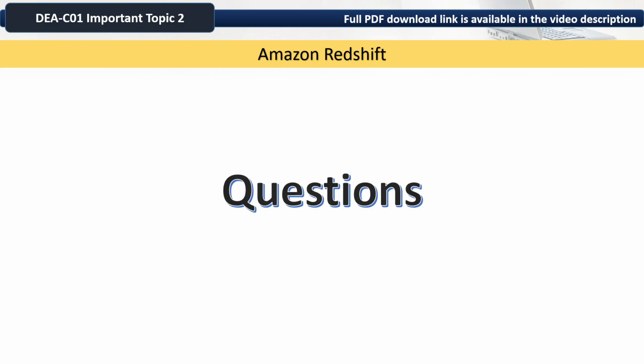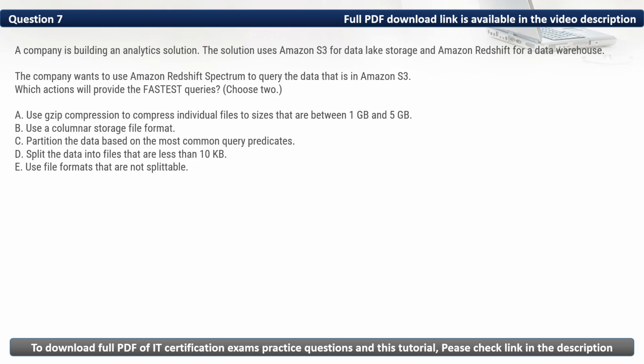To the questions related to this topic, question 7: the company is building an analytic solution. The solution uses Amazon S3 for data lake storage and Amazon Redshift for a data warehouse. The company wants to use Amazon Redshift Spectrum to query the data that is in Amazon S3. Which action will provide the fastest queries?